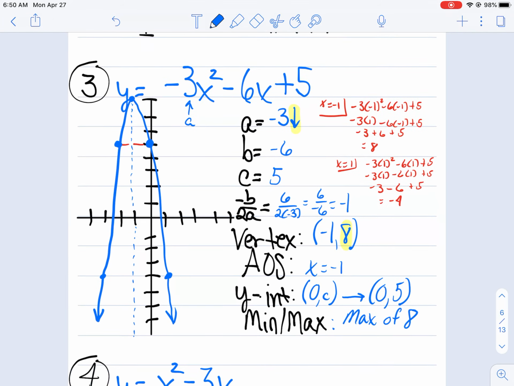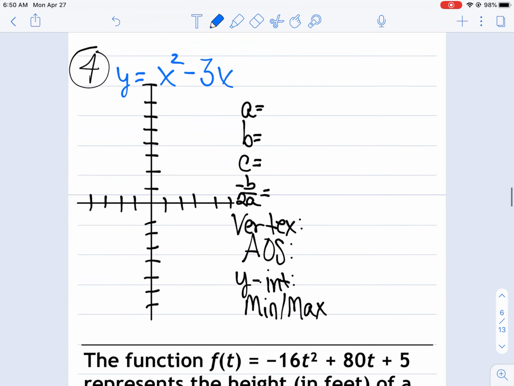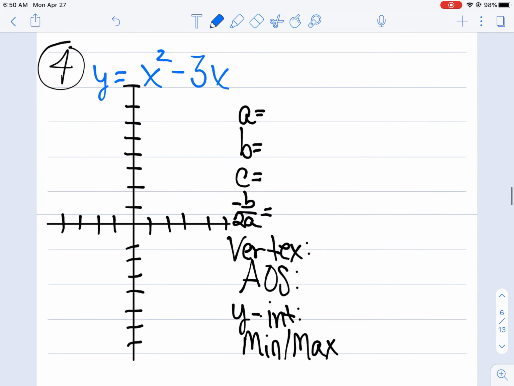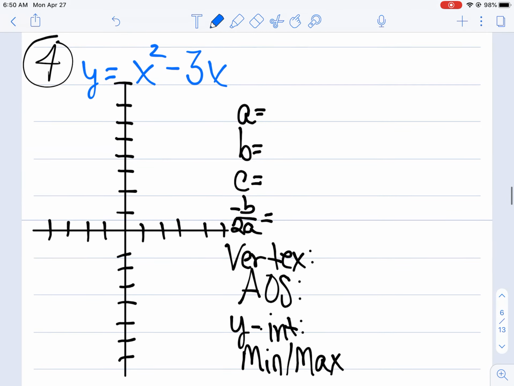So there's example 3. Okay, we're going to go right on to example 4. I'm going to stop for a minute. I want you to try to find everything in the list of stuff on your own. Okay, and I'm going to pause for a minute, and then we'll go over everything together on the other side. Okay, so pausing.